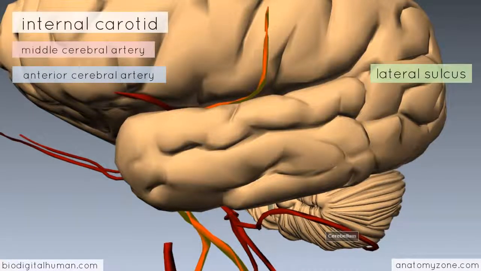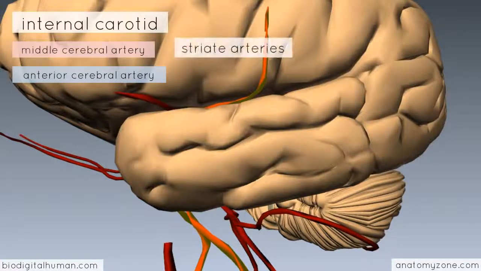So this groove here, which I'm outlining in green, separating the frontal and parietal lobes above from the temporal lobe below, is known as the lateral sulcus or lateral fissure. And you can see the middle cerebral artery running within this fissure. Within this fissure, the middle cerebral artery gives off some small branches to supply the basal ganglia, and these are called the striate arteries.